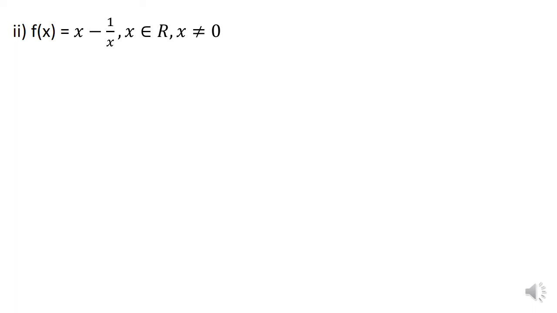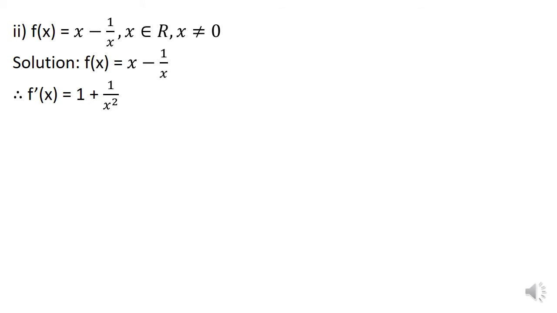f(x) is given as x minus 1 upon x, x belongs to R and x is not equal to 0. So here we first find f dash x as usual. When we find f dash x, the derivative of x is 1 and the derivative of 1 upon x is minus 1 upon x square. Thus we get f dash x as 1 plus 1 upon x square. That minus into minus becomes plus.